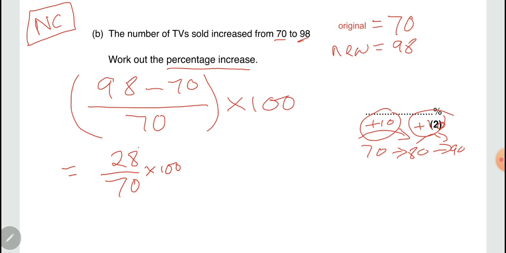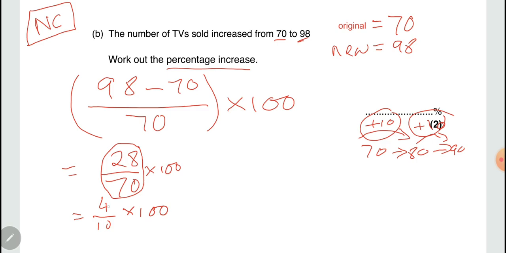So if we can now simplify this, it'll make our life easier. Now I can see that the number 7 goes into 28 and 70. The 7 goes into 28 4 times, and 7 goes into 70 10 times, and then times it by 100. So that's quite handy because I know that 4 over 10 is 0.4, and if I do 0.4 times 100, it'll be 40%.